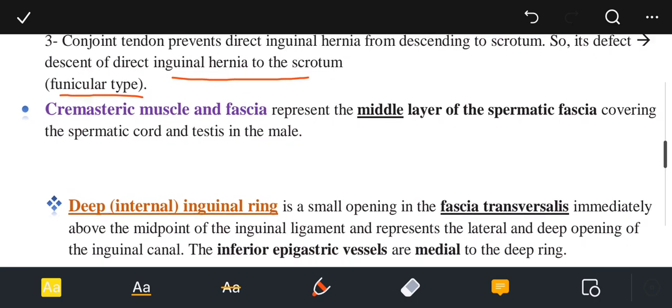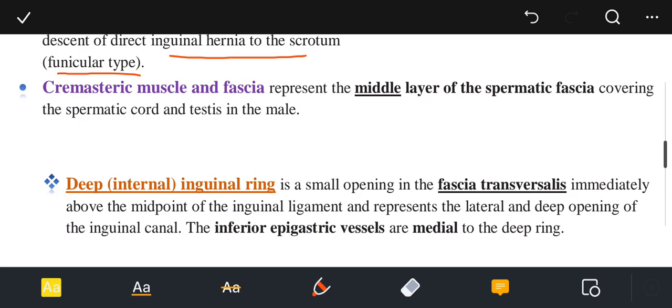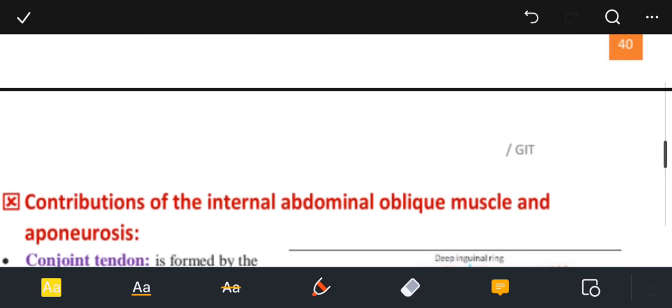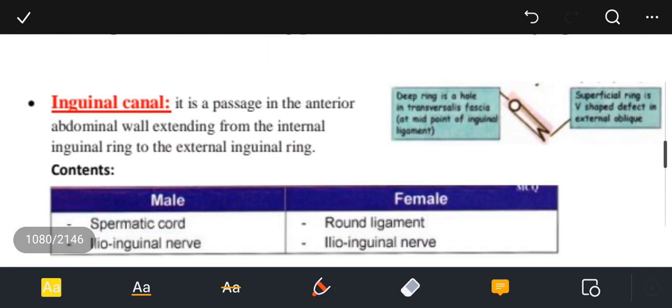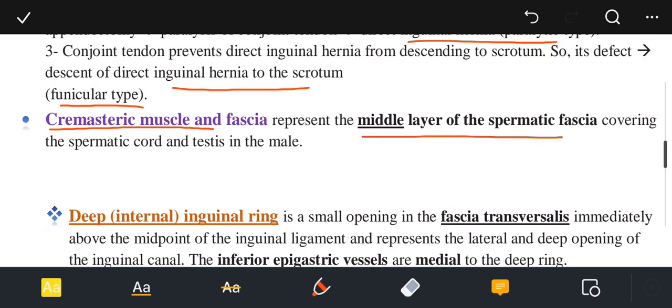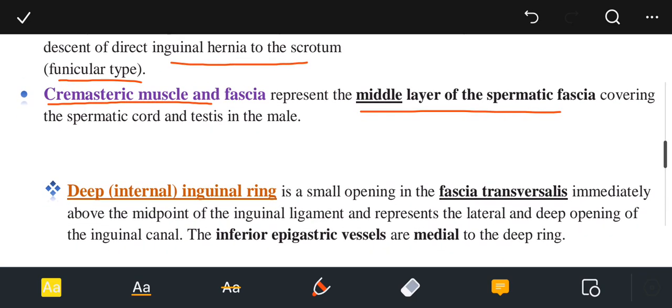The cremasteric muscle and fascia. This is also coming from the internal oblique muscle, and represents the middle layer of the spermatic fascia covering the spermatic cord and testes in the male. The external layer of the spermatic fascia, the external spermatic fascia, comes from the aponeurosis of the external oblique muscle, right? The external spermatic fascia is the outer layer of the three coverings of the spermatic cord, formed at the superficial inguinal ring, and that is coming from the external oblique muscle. From the internal oblique muscle, we have the cremasteric muscle and its fascia, the middle layer of the spermatic fascia covering the spermatic cord and testes in the male.